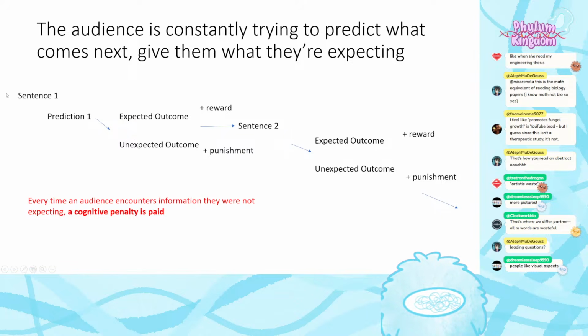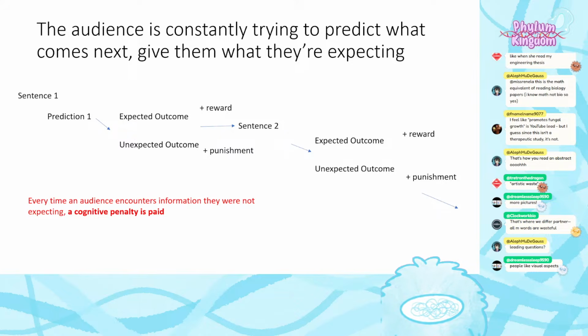So they read your first sentence, they're going to make a prediction as to what the next sentence is going to be. And if they get their expected outcome, there's a little bit of a reward. There's a little bit less friction that comes in, right? But if your following sentence is completely unexpected, there's going to be a little bit of a punishment, right? It is going to be a little harder to understand that second sentence because it doesn't flow quite as well, and so on and so forth.